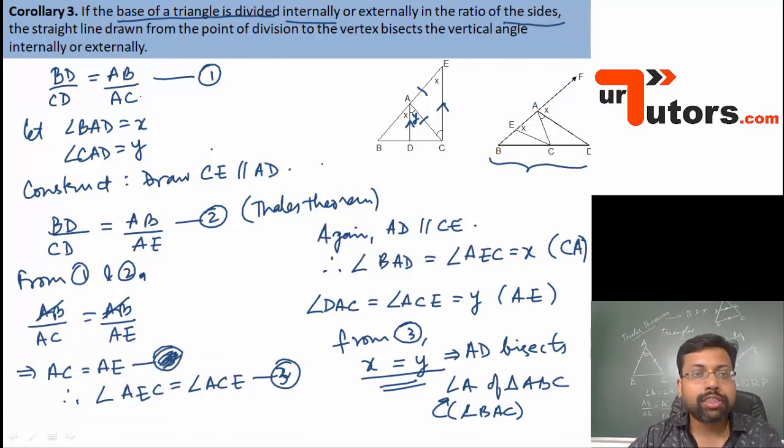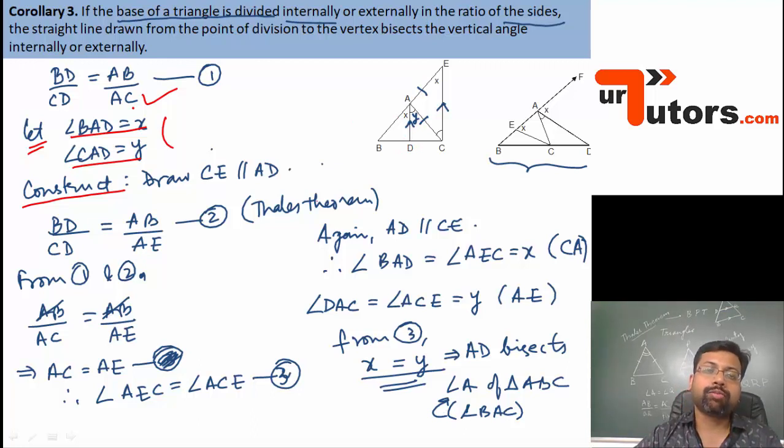So you have, this is given. So it's given that the base of the triangle is divided in the ratio as the sides. So we have BD by CD equal to AB by AC. Let's take angle BAD is equal to X and angle CAD equal to Y. This is assumed. So we construct, just like in the last case, we draw CE parallel to AD.